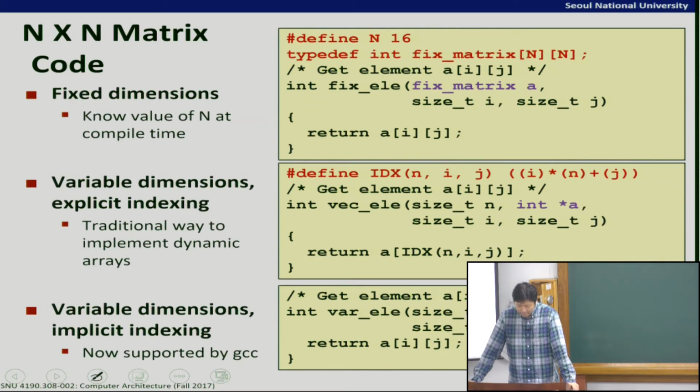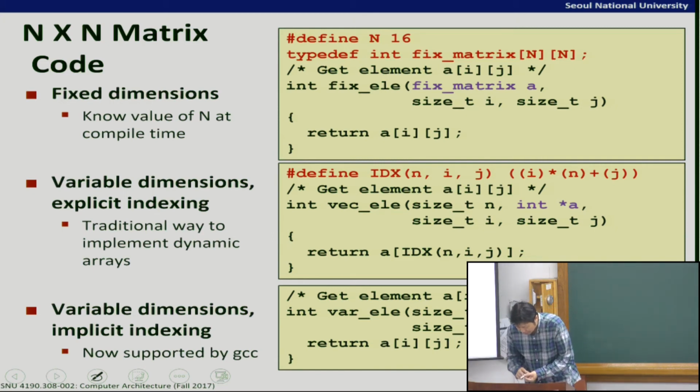So here's an n by n matrix code. Even though you write similar code, their actual internal representation may be very different. So here are 3 representations for an n by n matrix. The first one is the most static. Static means everything is determined at compile time, before you execute the program, right?